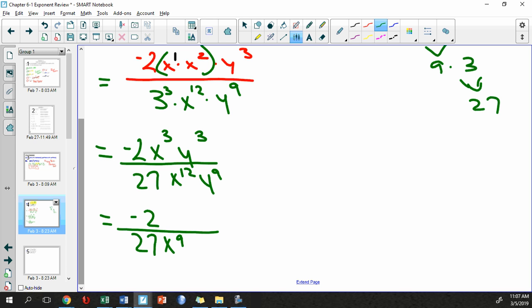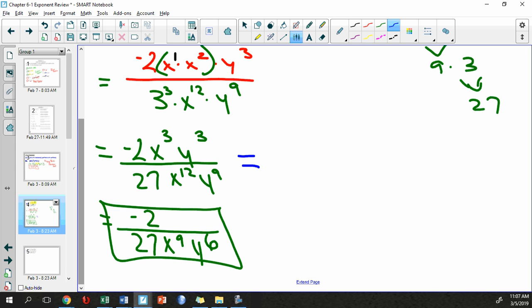Now, if I have 3 y's on top and 9 y's on the bottom, how many y's are left after things cancel out and where? There are 6 y's left on the bottom to give you y to the 6. This is your answer. Now, at this point, many of you would be like, okay, I don't like that because I can't visualize that in my head. I want to use the rules.